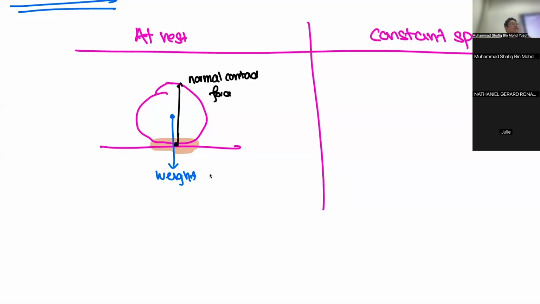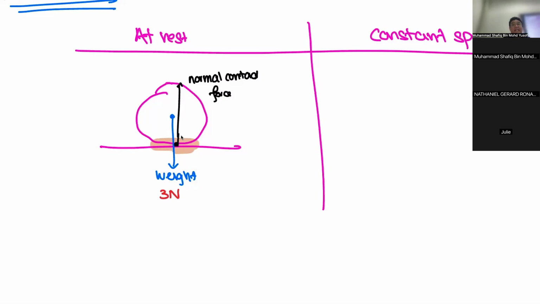Now, the next question I want to ask all of you: are the weight and the normal contact force exactly the same, or different values? What do you think? Let's say the weight of this ball is 3 Newton. Is the normal contact force also 3 Newton? Everyone, what do you all think? Any guess? Yes or no? Come, everyone.